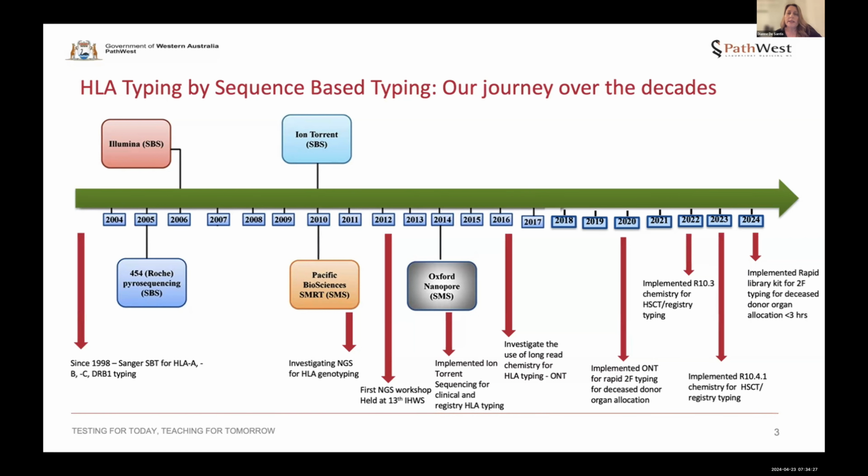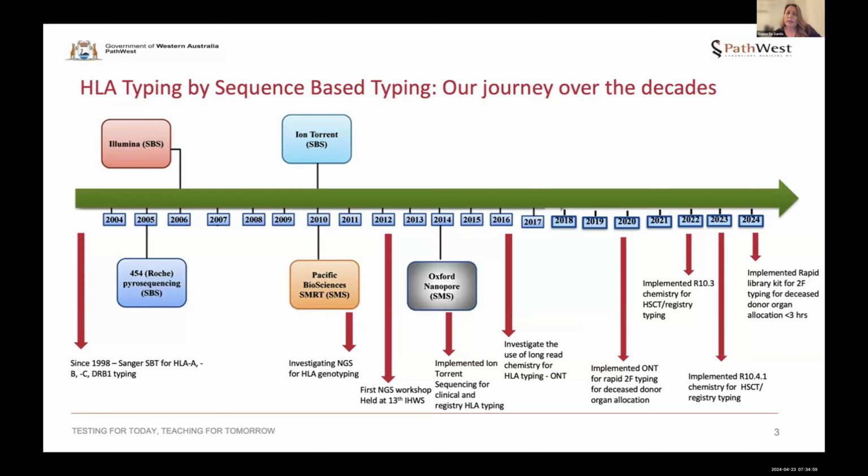ion torrent sequencing for clinical and registry typing in 2014. Around 2016, Oxford Nanopore started releasing some of their early access products, and we started looking at the long read chemistry with Oxford Nanopore. We did look at PacBio as well, but we decided that we would continue on the Oxford Nanopore pathway, mainly due to the fact that the capital was really low to invest in the equipment.